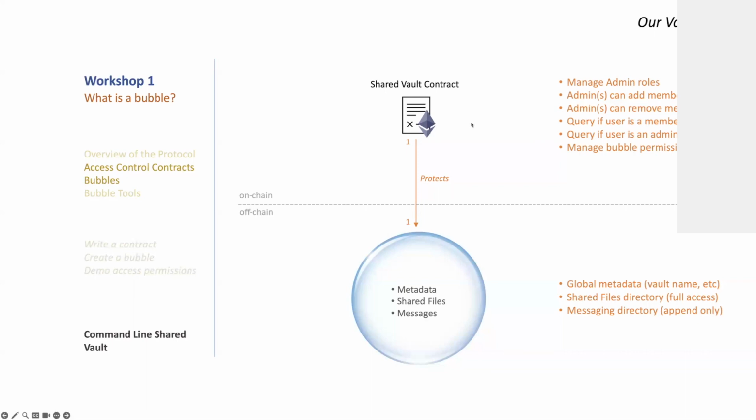And we want to be able to add and remove members of our vault. If you're a member, we want you to be able to access. If you're not a member, we want you to not access. We also want to add a few query functions so that we can work out who is a member and who isn't, who's an administrator of the bubble, who isn't. And so we also need some sort of admin role in this contract.